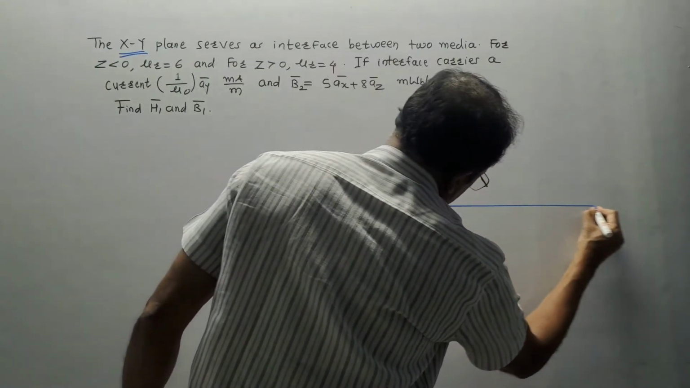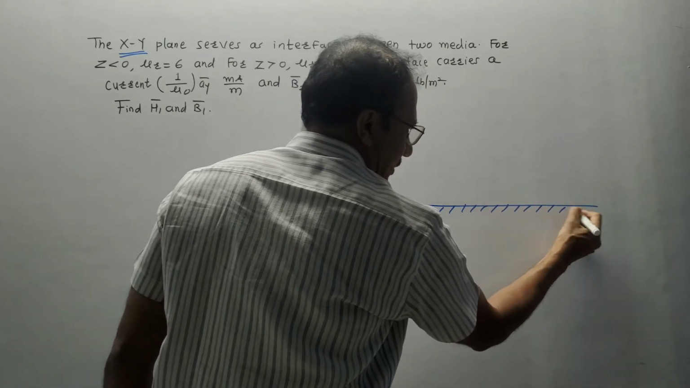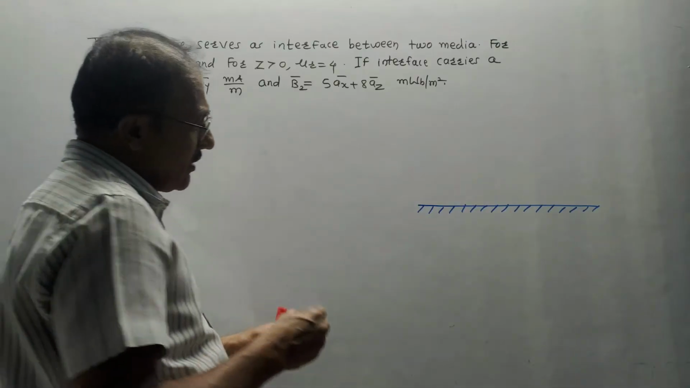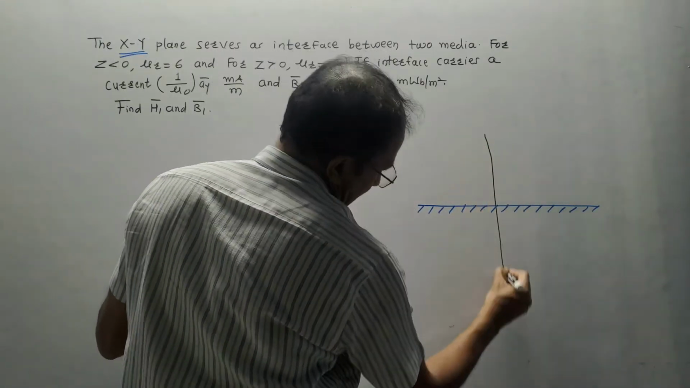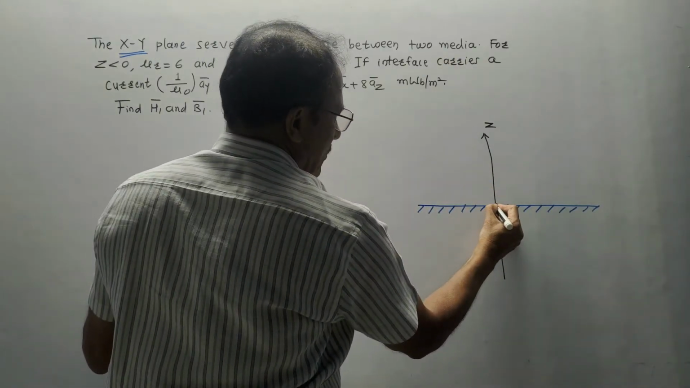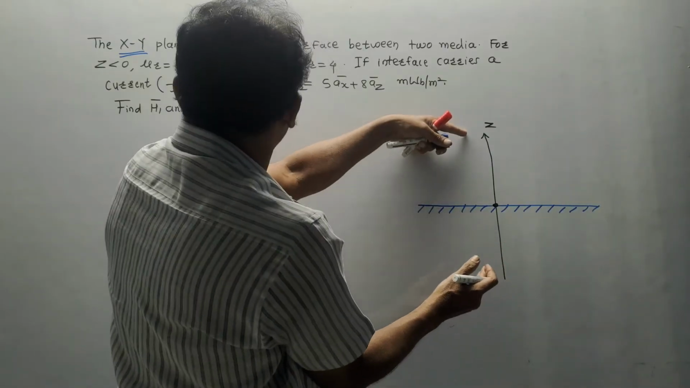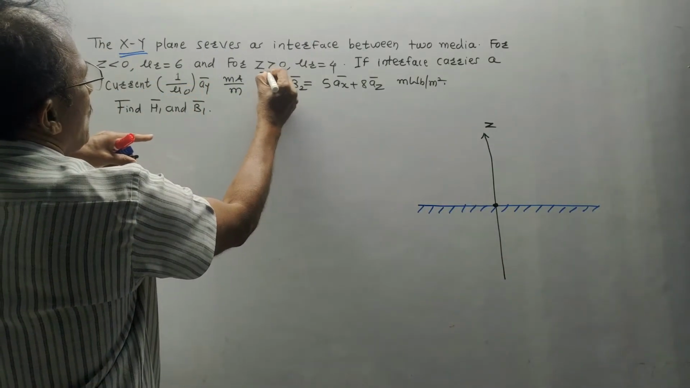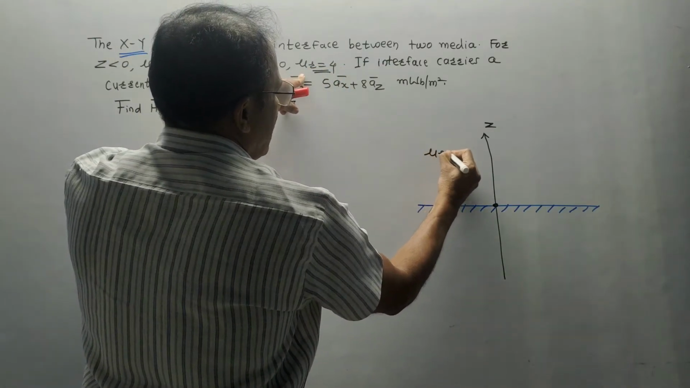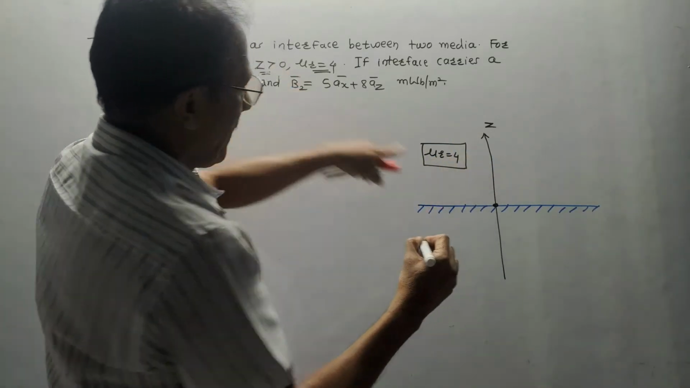While reading the numerical itself, we will draw the diagram. This is the interface, which is very much similar to the earlier numerical. Then, as I mentioned in the last numerical, draw the z-axis vertically. This is the z-axis. Above this is the z equals 0 point. Above this, we have positive values of z, that is z greater than 0. For z greater than 0, mu r is 4. So I will write here mu r equals 4 for z greater than 0.